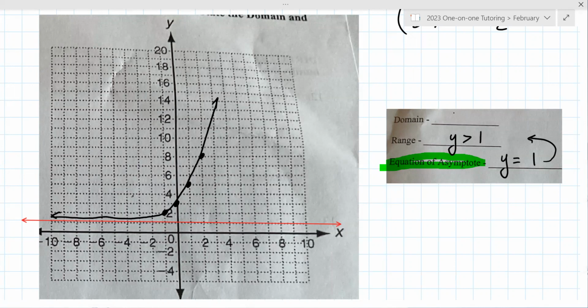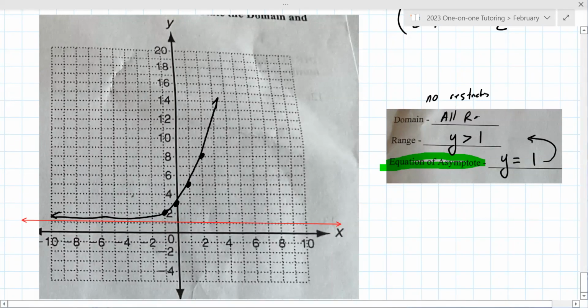Now your domain, there's no restrictions. There's no bad stuff. How do you guys say that when it's everything? You go all real numbers? Yeah. Okay.